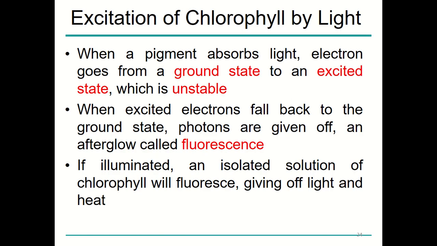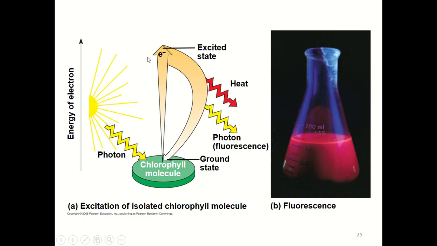And when the excited electron falls back to the ground state, the photons are given off as an afterglow called fluorescence. So once the electron falls back to its ground state, it will produce heat, and it will also release the photon that was absorbed and show it as fluorescence.